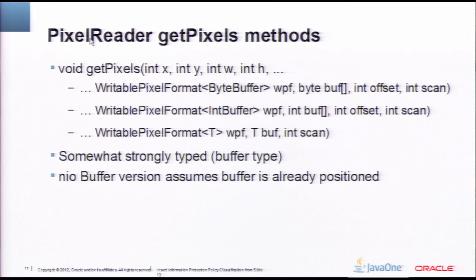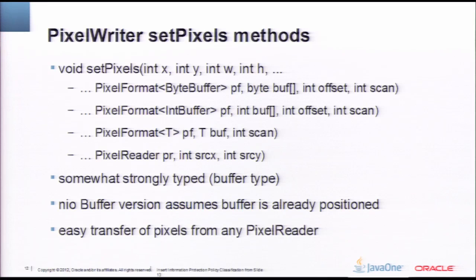The other interesting thing to note is that this is a pixel reader, but the getPixels methods use a writable pixel format, and the reason is because we are writing to your buffer, so it has to be a format that is writable. Even though you're getting, we're doing the writing, so we need you to supply a writable format. The pixel writer, on the other hand, you notice it takes non-writable formats because we're reading the pixels from you.